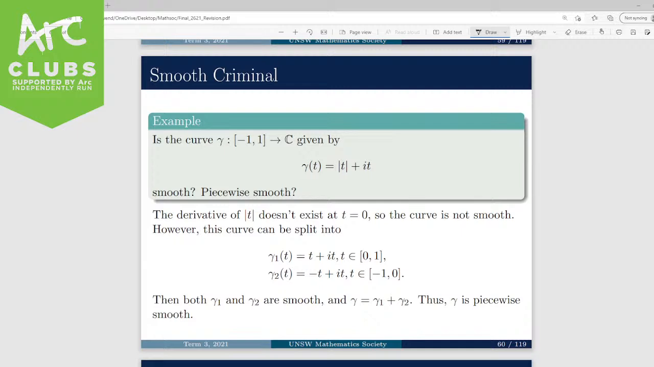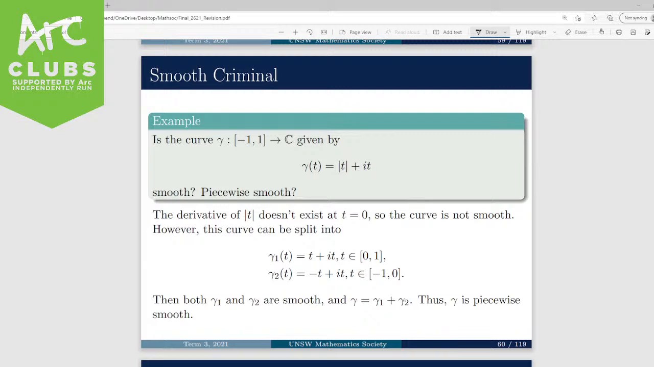And anyway, looking at this function, is it smooth or is it perhaps piecewise smooth? So this curve, going from -1 to 1 in complex numbers, it's given by modulus of t plus it. Well, absolute value of t plus it. Your t only covers the values from -1 to 1. That absolute value doesn't exist at t equals 0. Hopefully you remember that derivative well enough. So your curve's not smooth because the derivative just doesn't exist at a t value within that -1 to 1 zone.